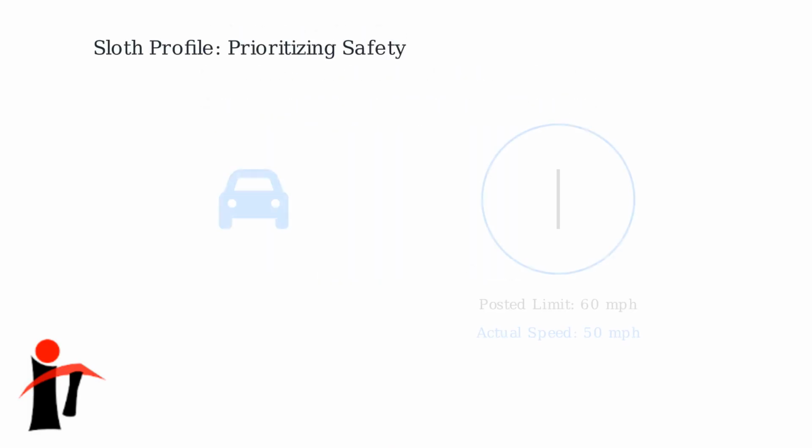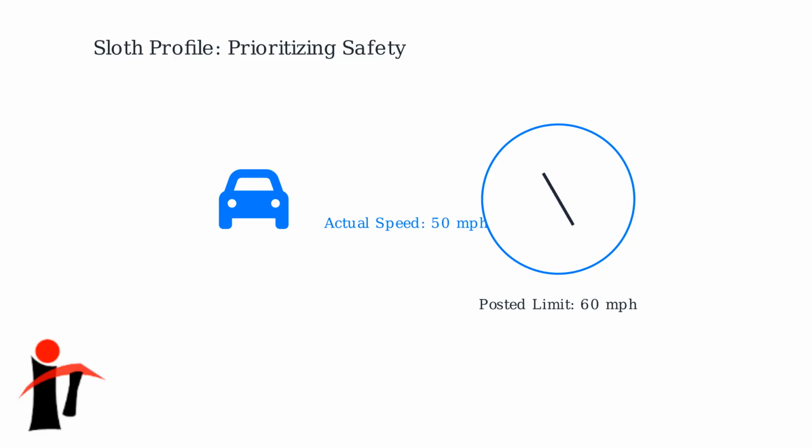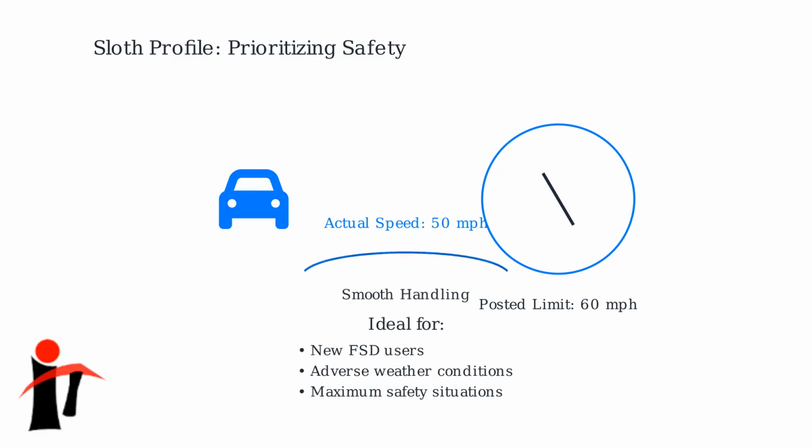The Sloth profile is the most conservative option, prioritizing safety above all else. It maintains speeds 5 to 10 miles per hour below the posted limit, avoids hard braking, and emphasizes smooth handling. It's ideal for new FSD users, adverse weather conditions, or situations where maximum safety is paramount.